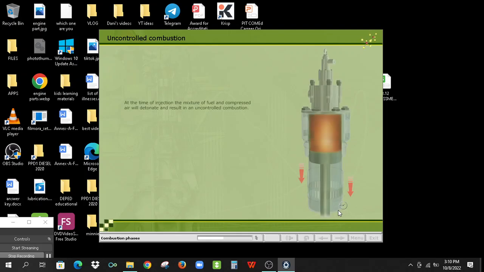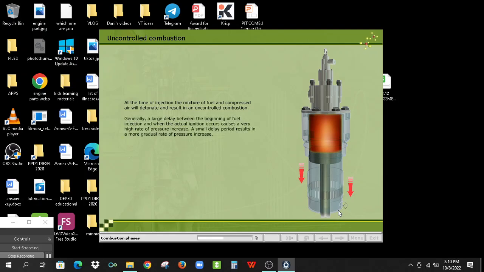At the time of ignition, the mixture of fuel and compressed air will detonate and result in an uncontrolled combustion. Generally, a large delay between the beginning of fuel injection and when the actual ignition occurs causes a very high rate of pressure increase. A small delay period results in a more gradual rate of pressure increase. The rate of burning is mainly dependent on the ability of the air swirl to bring a continuous supply of fresh air to each burning droplet.